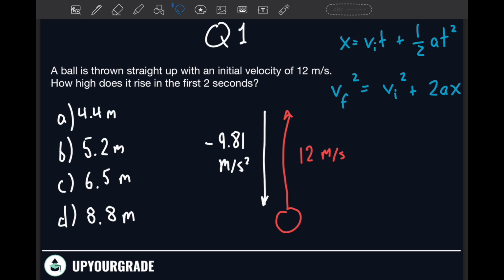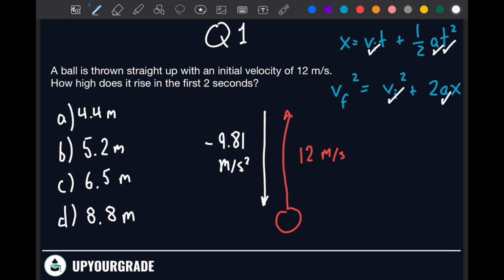Now let's look at our two equations and see which one might be fit to answer this question. Let's begin by listing the knowns. So we're given the initial velocity of 12 meters per second, which exists in both equations. We're given the time, 2 seconds, which only exists in this first equation. And we're given the acceleration, which is negative 9.81 meters per second squared, again existing in both equations.